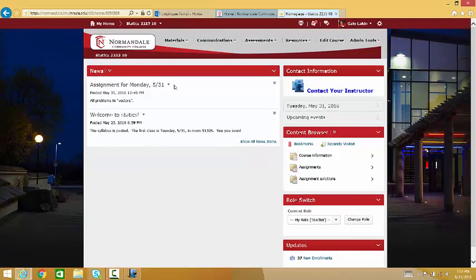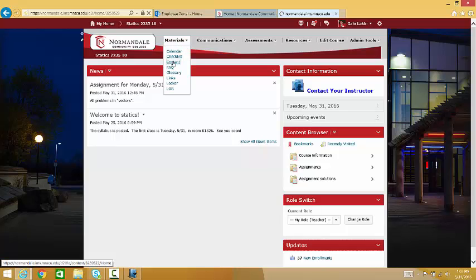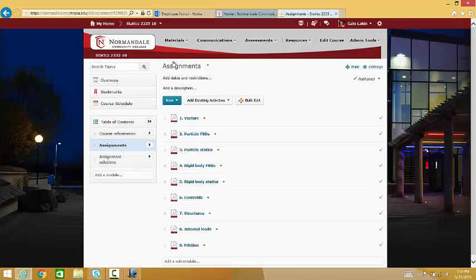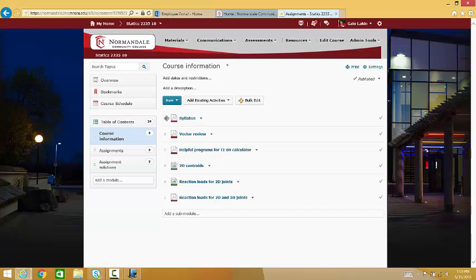Today, you can do these problems no matter how much we cover, so this is the assignment. I'll show you how to find that stuff. All of the documents that I give you are going to be under materials and then content. The content is broken up into categories on the left. Course information is where the syllabus is.